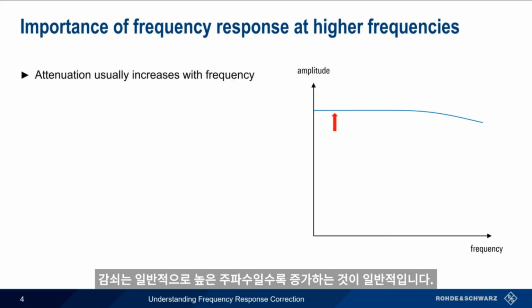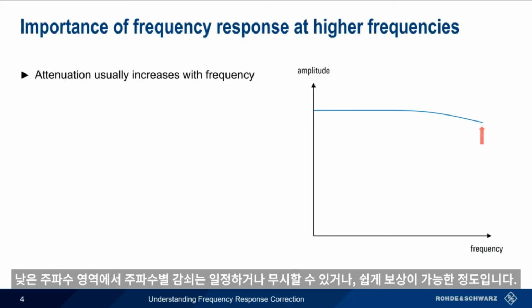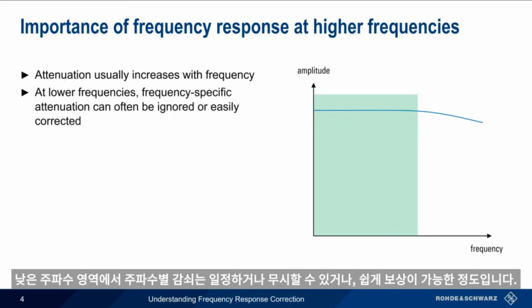Attenuation generally increases as frequency increases. That is, the higher the frequency, the greater the attenuation. At lower frequencies, attenuation may be fairly constant or level and can often be safely ignored or easily corrected.